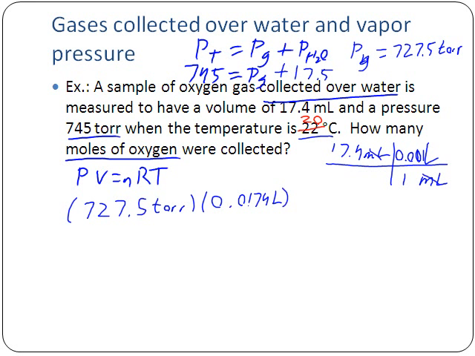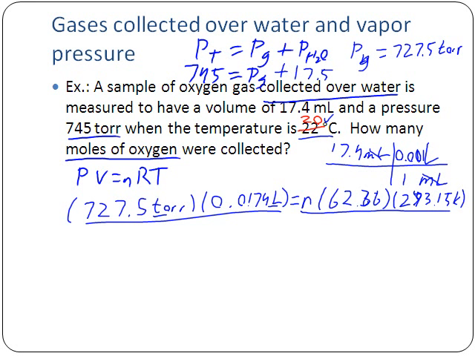Equals the number of moles, which is what we're looking for, times R. Since we have torr and liters here, it'll be 62.36, times the temperature, which is 20 degrees C now. And so we add that to 273.15, and so we end up getting 293.15 Kelvin, because it has to be in Kelvin for this. So to solve for n, we're going to divide both sides by 62.36 and 293.15.